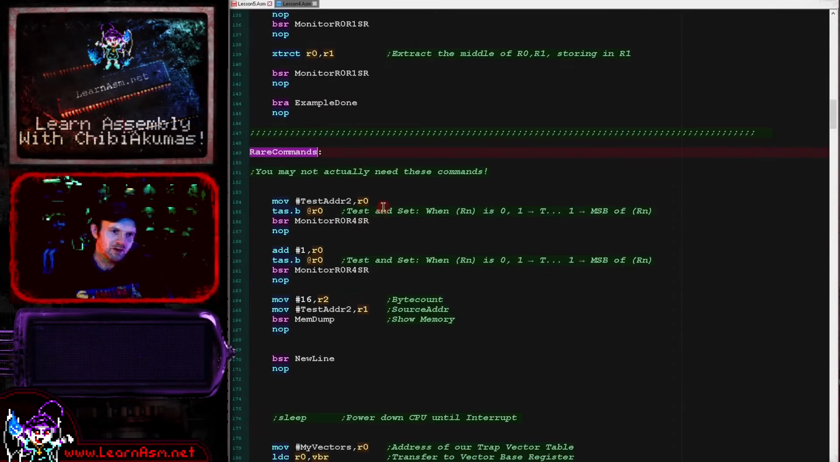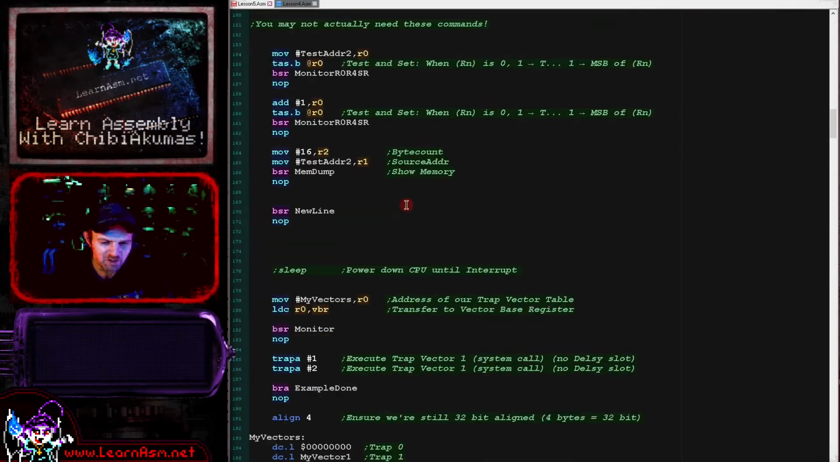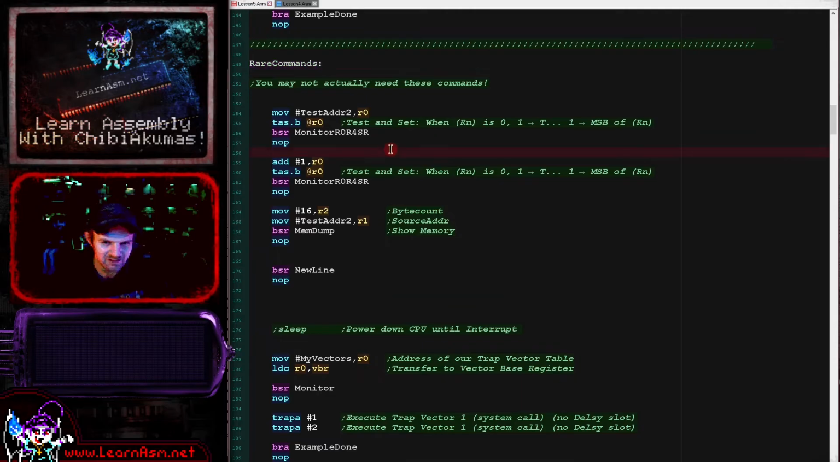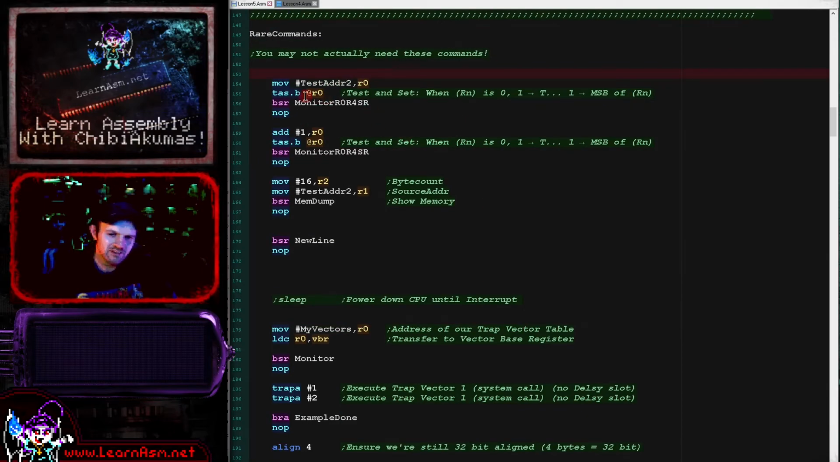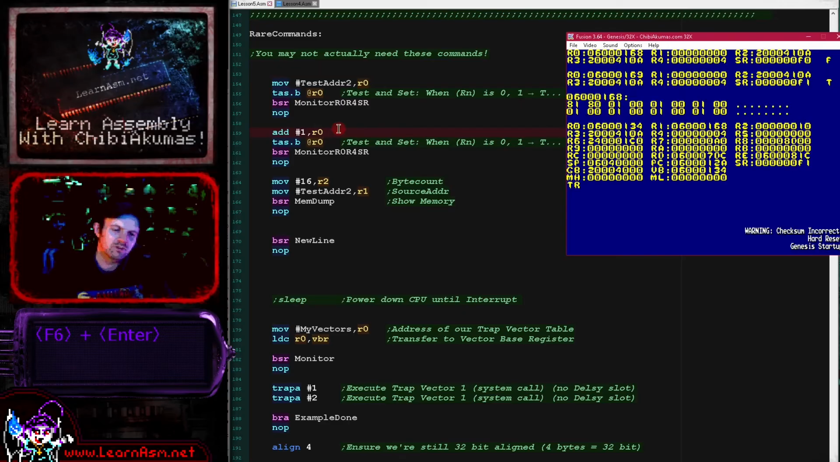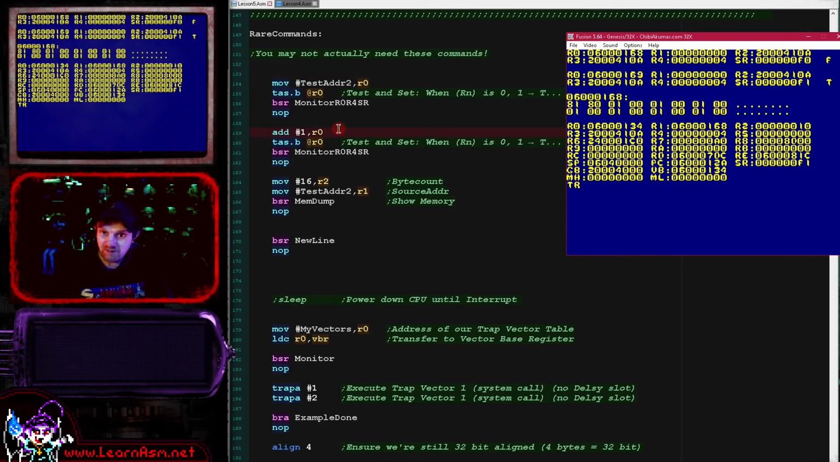The final commands we're going to look at in this tutorial series are just a few other commands that we're covering for completeness. I'm not sure you're going to need them, but I like to try and cover all of the commands that it's reasonable to do so. Some of these are known as test and set. Now, this is a bit of a weird command. What it does is it will test a byte at a memory address. It will see if it's 0 and it will set the T flag if it is.